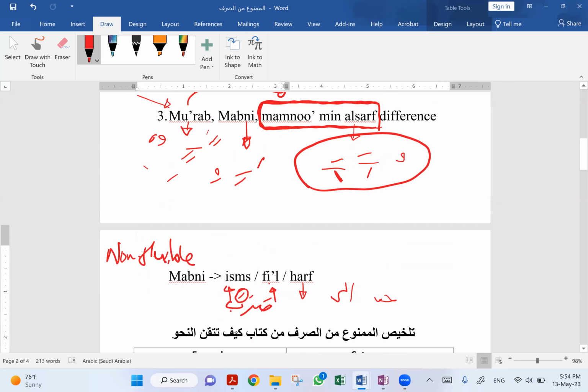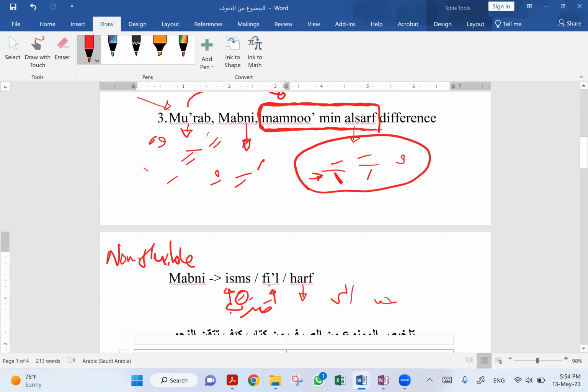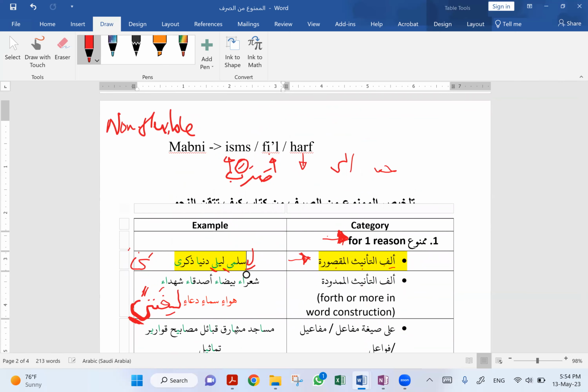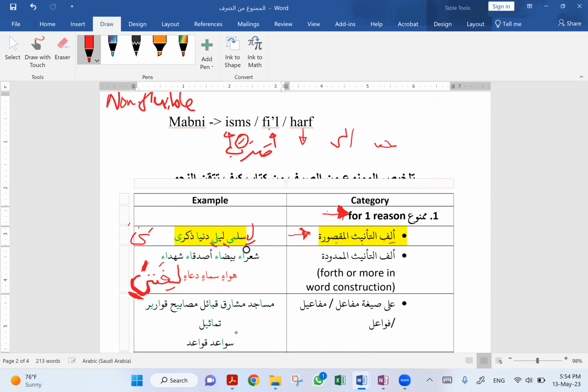And that's why I told you this is the only difference that makes something mabni or something mamnu' min as-sarf. But for example, if I say li fata, we said fata's alif maqsura is not feminine, so we know this is not mamnu' min as-sarf. So if I say li fata, then the sign that shows it is jar will be kasra. I won't say fatha. So that's the only difference. When it comes to this alif maqsura that is not mu'annas, that is not ta'nith, I will say kasra. But when it comes to this that is ta'nith, I will say fatha.